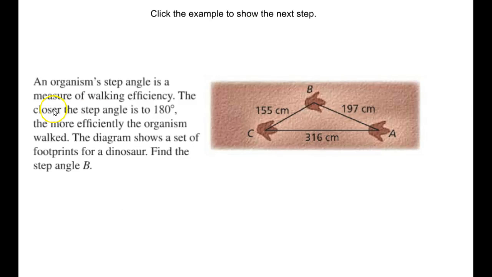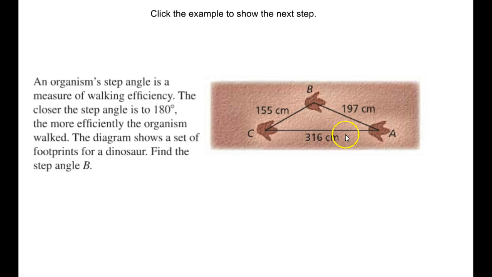So now here's our real-world problem using some of the same information. I see an organism's step angle is the measure of walking efficiency. So how far apart our feet are can measure our efficiency. The closer the step angle is to 180, the more efficiently the organism walked. The diagram shows a set of footprints for a dinosaur. So we're finding the step angle, so we want to find angle B right here.